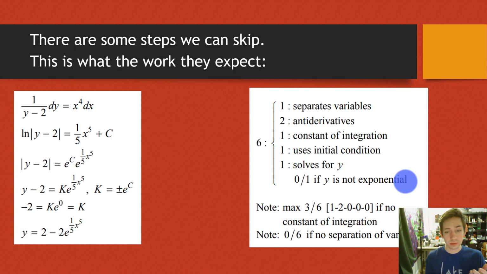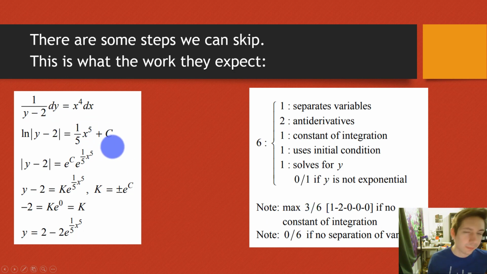But there are some notes. If we don't show the separation, then we get 0. But that's the easiest step to start with. Like we always start with the separation part. And we get a maximum of 3 out of 6 if we forget the plus c. But I know you won't forget the plus c. You'll never forget the plus c. You're too good at this.